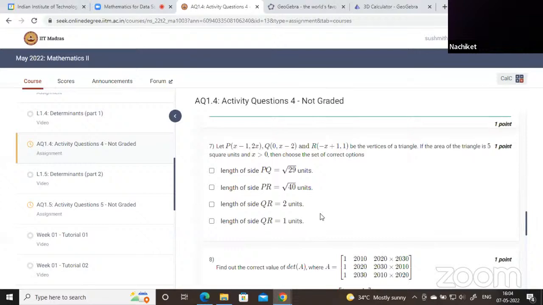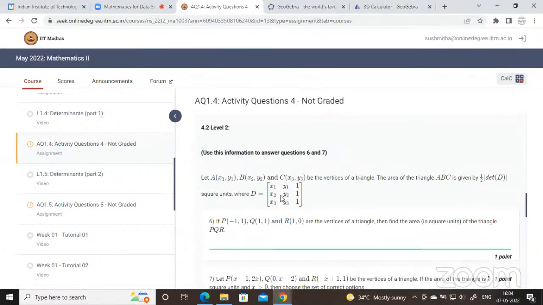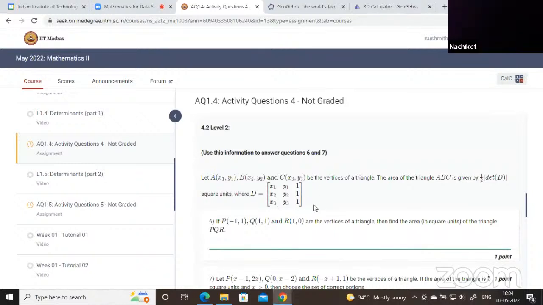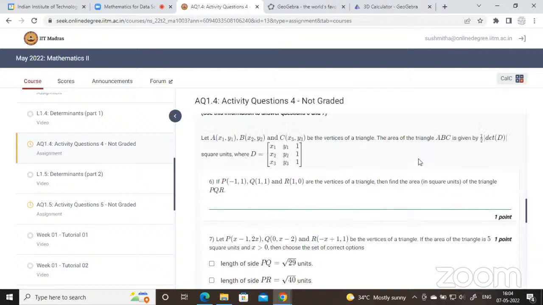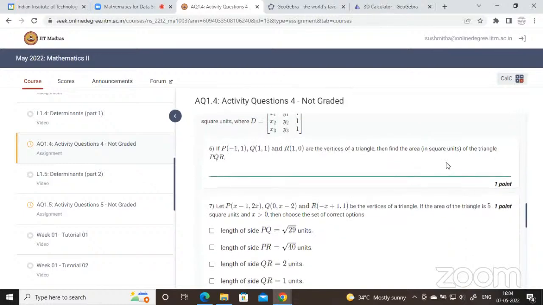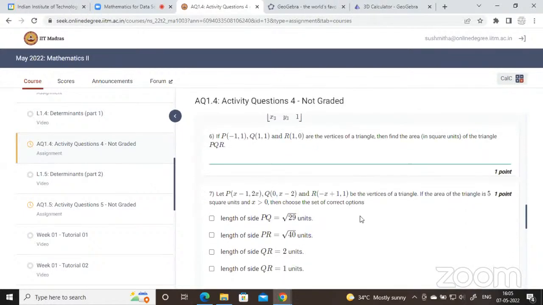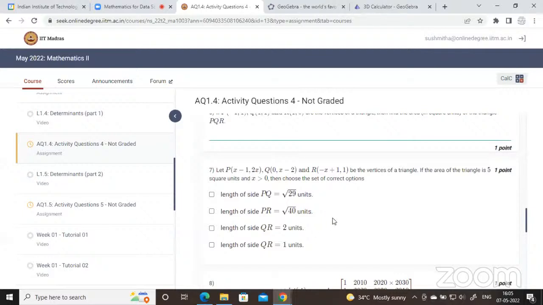Question 7. Yeah, so this is given, right? This is how you calculate it. You just plug in the values and find out. You find the determinant, half determinant of D, half mod determinant of D. This question is discussed in detail in this course. You can check there as well.